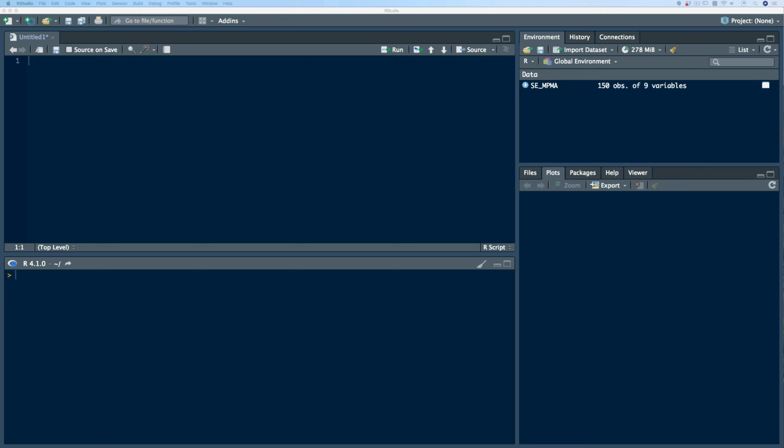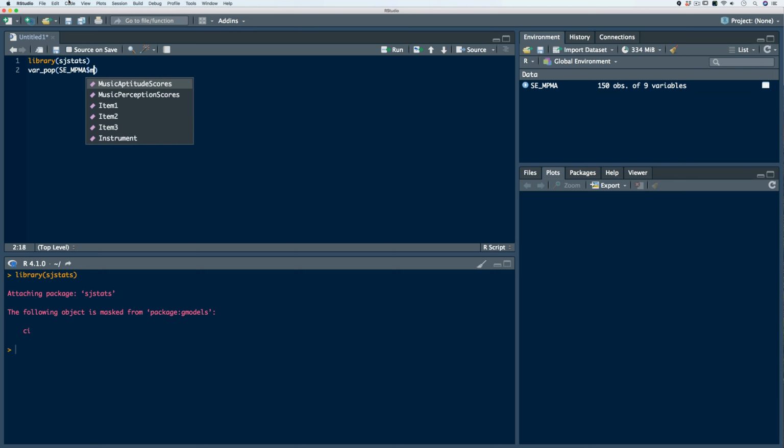Now, in the work that we do, we generally work with a sample, and so we more commonly report sample variance. Population variance is more of a theoretical concept, and it represents all of the observations of a particular population distribution that we might be sampling. Now, there isn't a function in R to calculate population variance, so we're going to use the package sjstats. I already have it installed on my computer, so I'm simply going to load it using the library function, and we're going to use the var_pop function. And let's say we want to calculate the population variance of our music perception scores variable. The population variance for our music perception scores variable is 0.03.